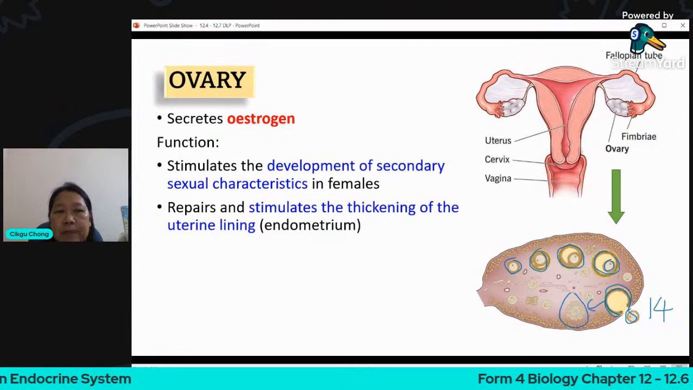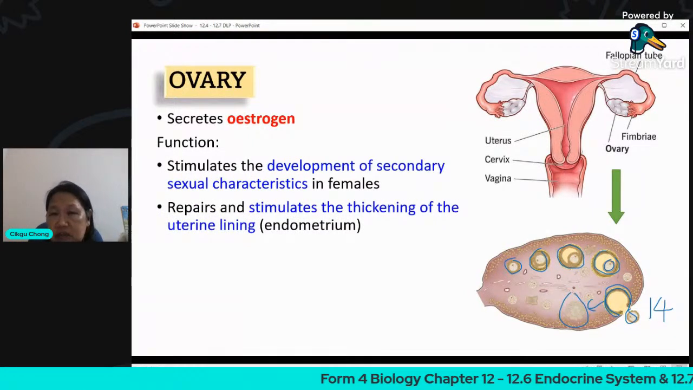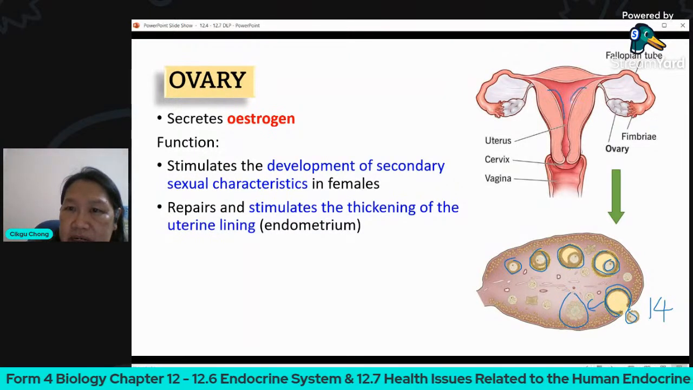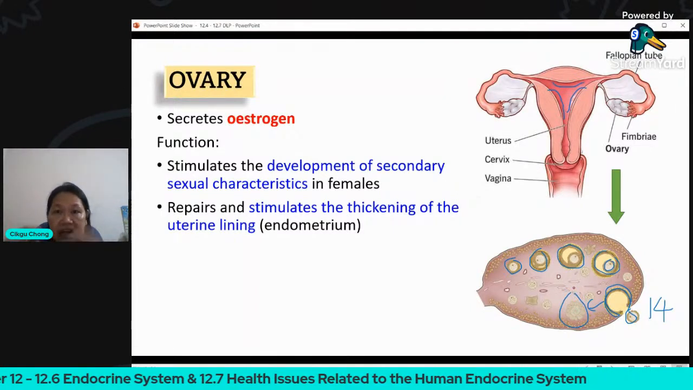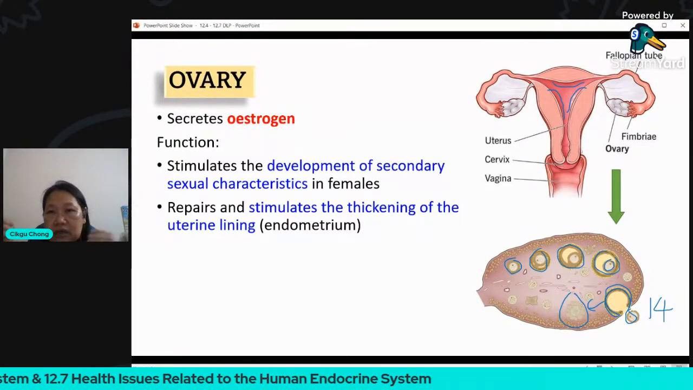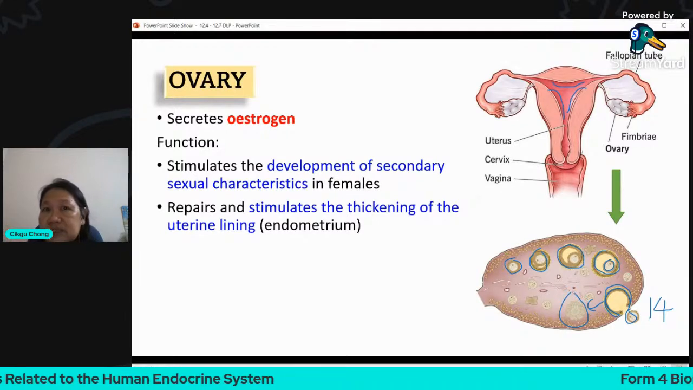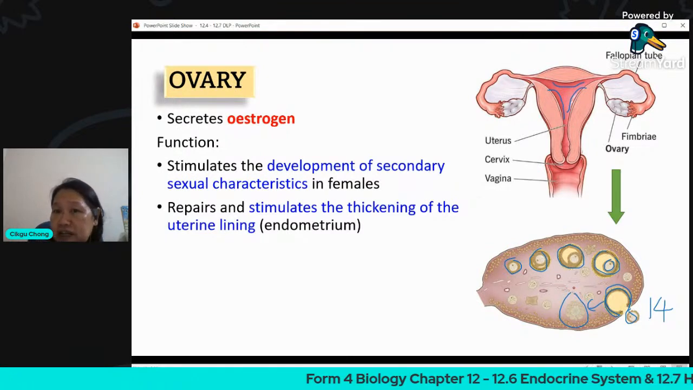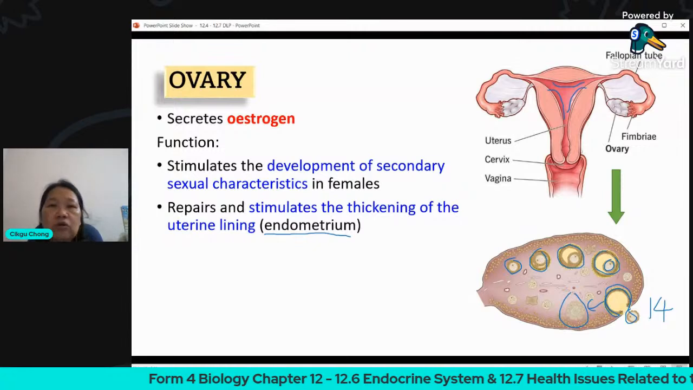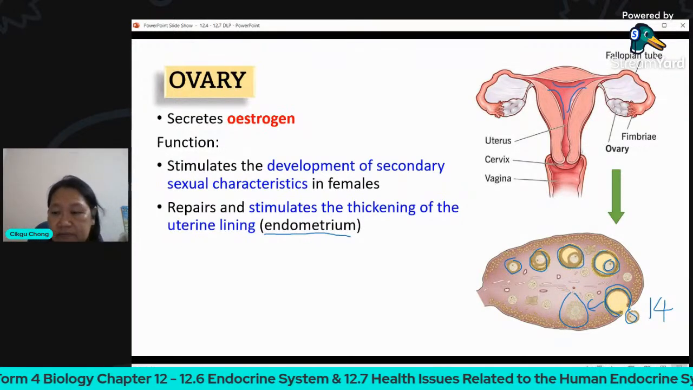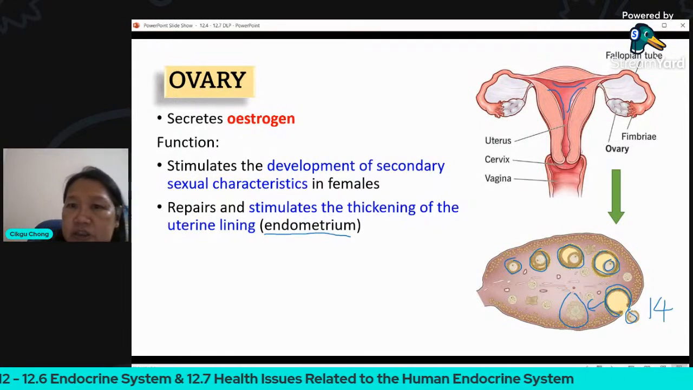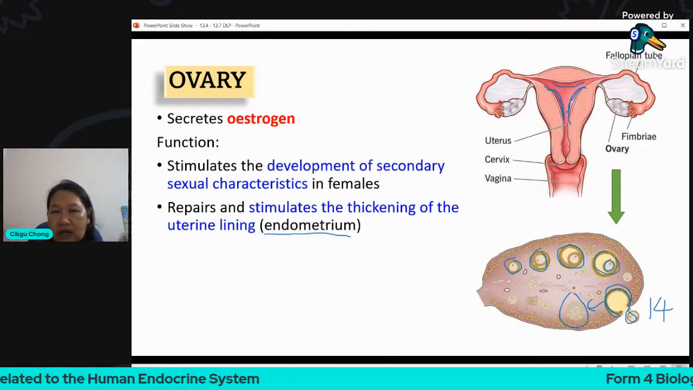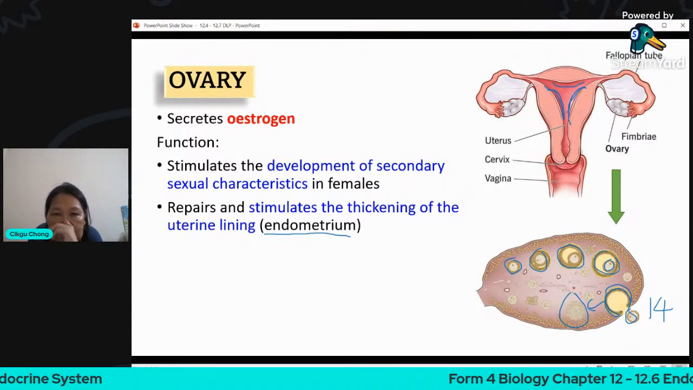Estrogen also repairs and stimulates the thickening of the uterine lining. The blood vessels there become highly vascularized, meaning a lot of blood vessels, getting ready for implantation of the zygote if the ovum gets fertilized. This uterine lining is known as the endometrium, another name for the uterine lining. So that is the function of estrogen: to produce the thickening, with a network of blood vessels there.